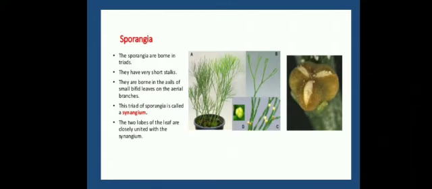You can see the structure. The sporangia are borne in triads. They have a very short stalk. They are borne on the axil of the bifid leaves, and a triad of sporangia is called a synangium. They are green in color in the beginning. Later they become yellow.